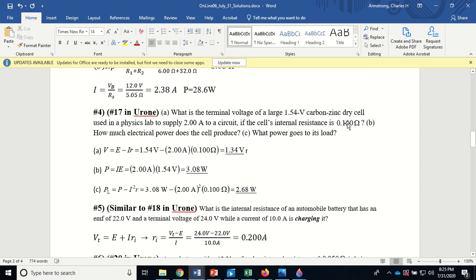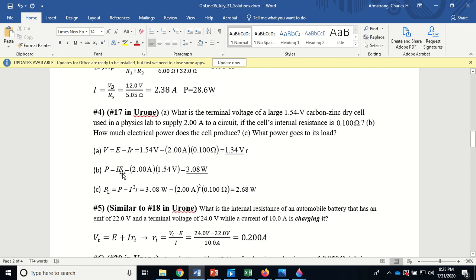The internal resistance is 0.100 ohms. We got 2 amps. So you got your 2 amps times your 0.100 ohms. Obviously, that's going to be 0.2 volts. So you lose 0.2 volts. So instead of getting the 1.54 volts EMF, you're going to get 1.34 volts out because you lost 0.2 volts across the internal resistance.